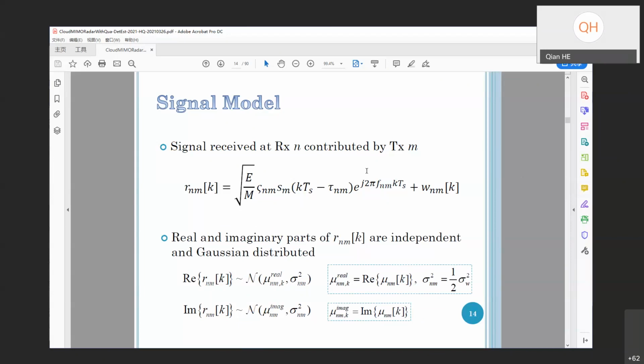Okay, so this is all about our model. Later on, because we want to analyze the performance, you have to look into this model. But next, suppose this is what you observed. What you want to do is quantize this, because the further processing will be done at the fusion center.